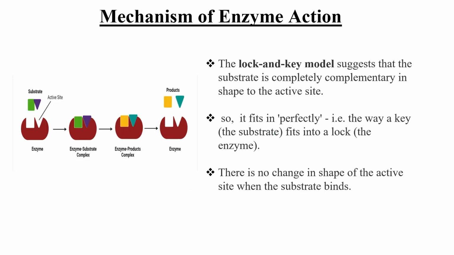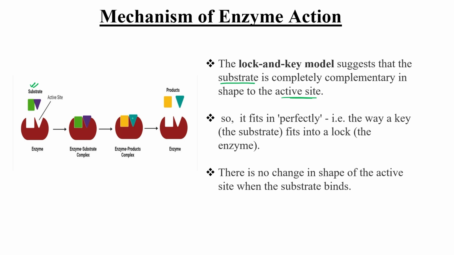Okay, so first, the lock and key model or lock and key hypothesis. This hypothesis suggests that the substrate is completely complementary in shape to the active site. If this is a type of enzyme, this brown one, this enzyme is having two different active sites. Okay, and this substrate is of exactly complementary shape to this active site, just like a lock and key.